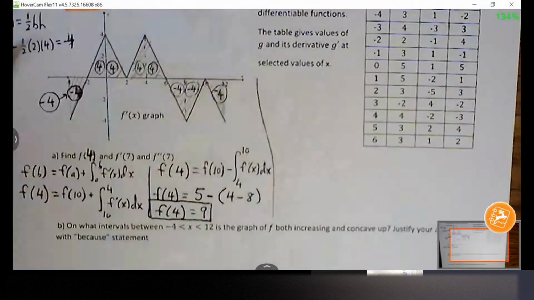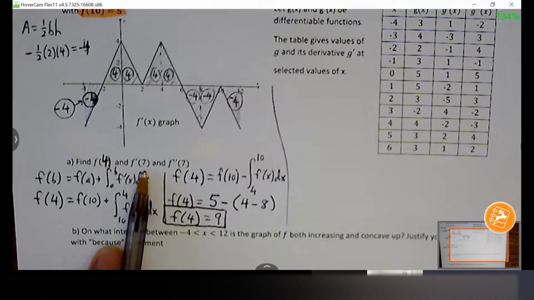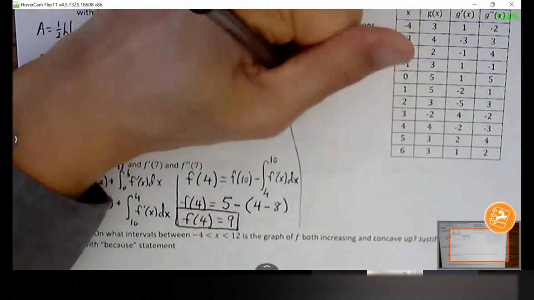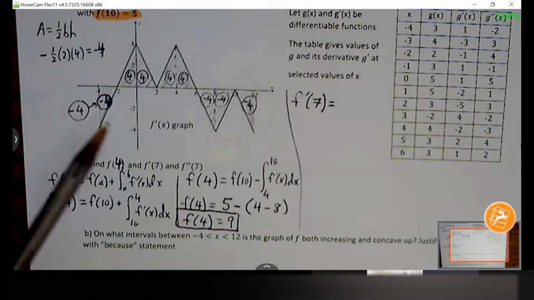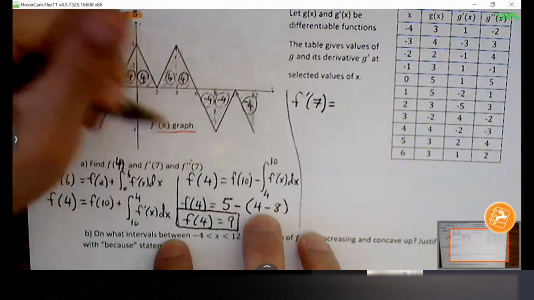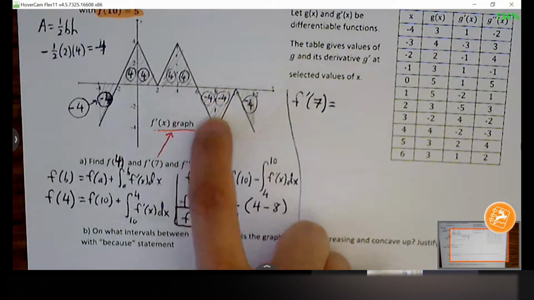And then f prime of 7. What do you think about this one? Not really sure where to start. Okay, so what's the name of this graph? The f prime graph. So can we just pick off the ordered pair then? Well, we don't know for sure. It looks like it's -2, but we don't really know. Well, I think we do, because if we know the slope of this line, we can figure it out, right?